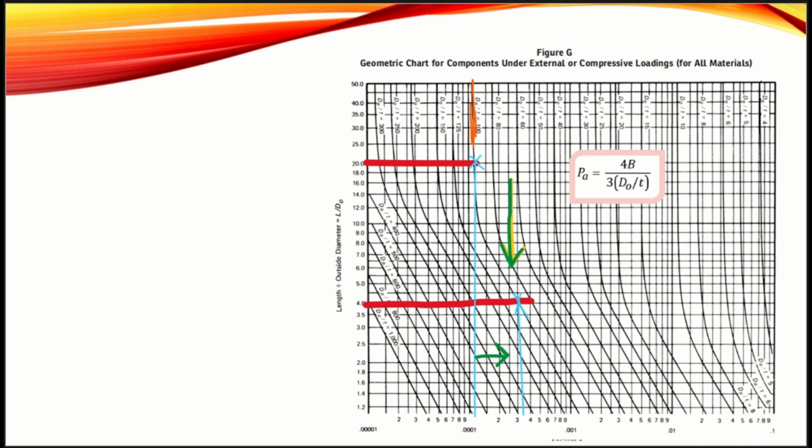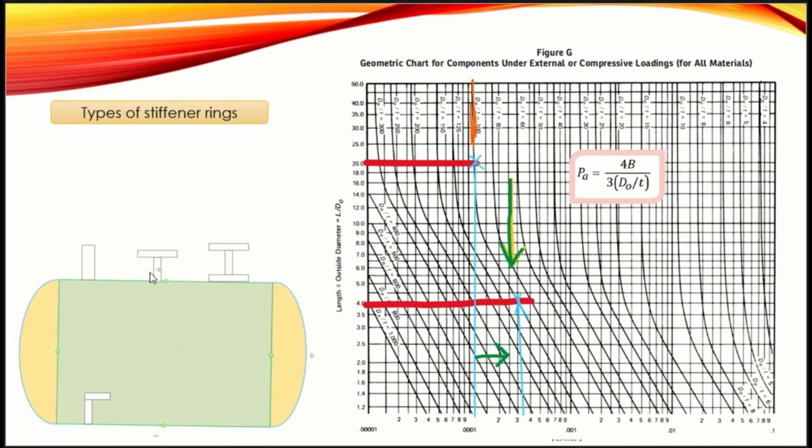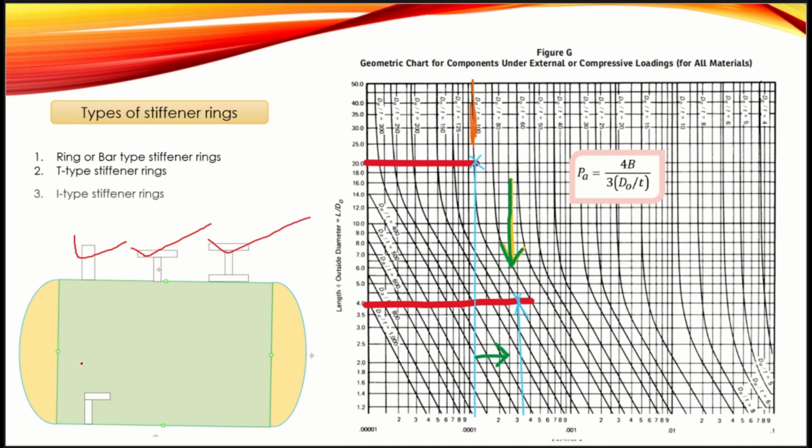Next we will discuss the types of stiffener rings. What are the shapes we need to use, that industry generally uses? So, types of stiffener rings. The first one is bar type, that is bar type, guys. The first is bar type or ring type, the next is T type, the next is I type, and the next is angle type. So these many stiffener rings are generally used in most industries.